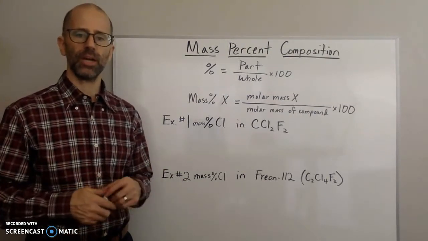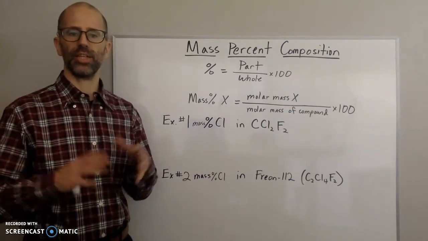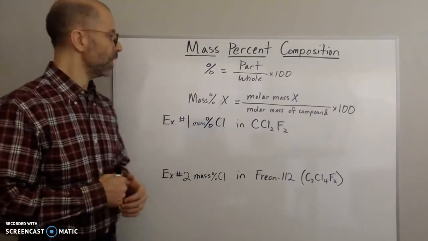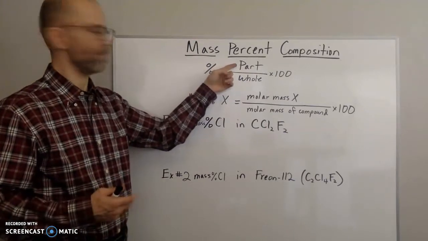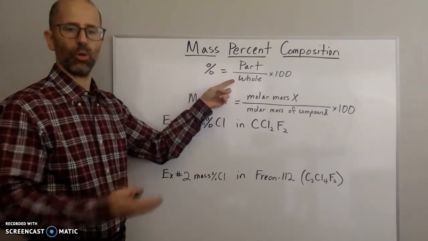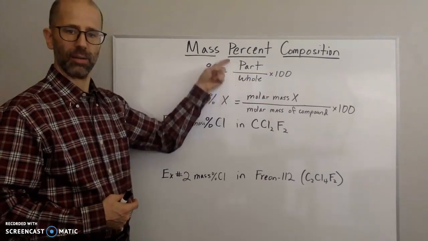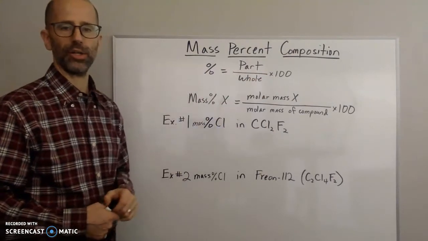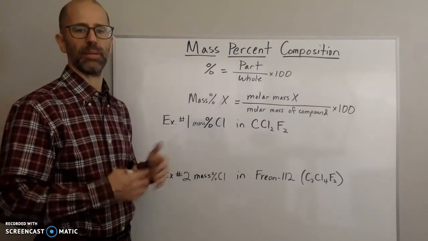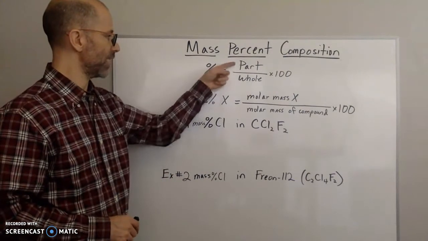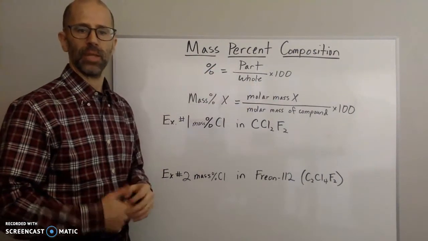So the first thing we need to talk about is what is a percentage, because that's going to apply to all percentages. When we're talking about percentage, what we mean is we're taking some sort of part, we're going to divide it by some whole or total, and then we multiply that fraction by 100 to get the percent. So that's why we call it a percentage. Percent means per 100. So we take some fractional amount of something and we multiply it by 100.